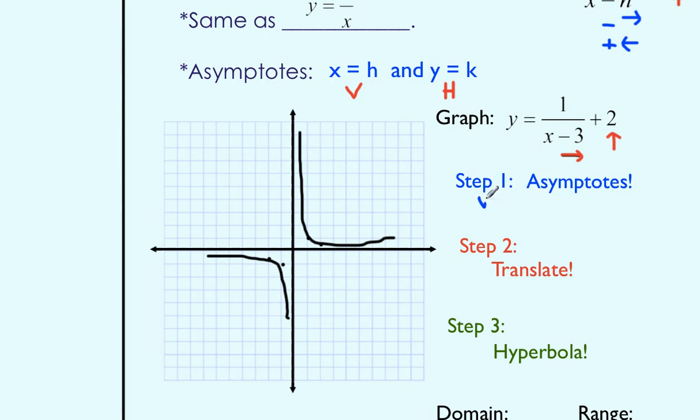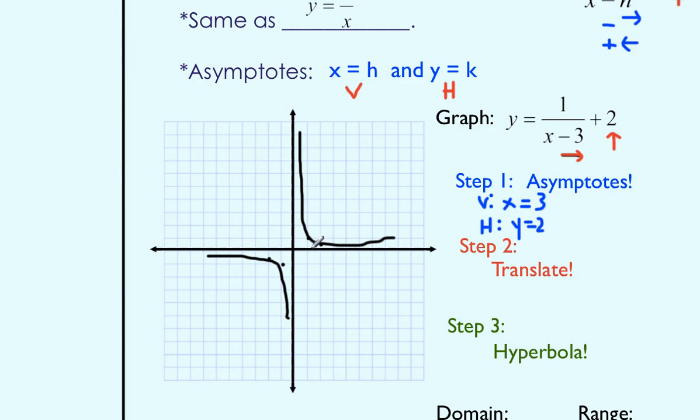So my vertical asymptote is at x equals h. H is 3. We do the opposite, always, always, always. So x equals 3. And the horizontal asymptote is at y equals k. K for us is 2. We keep the same sign on this one.